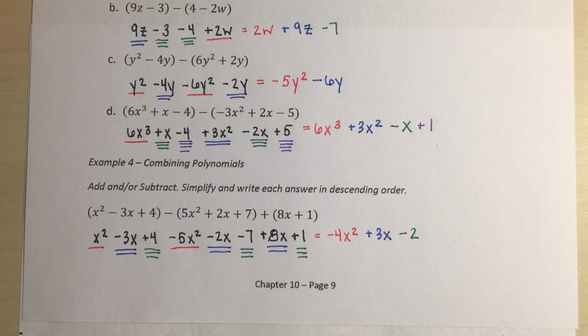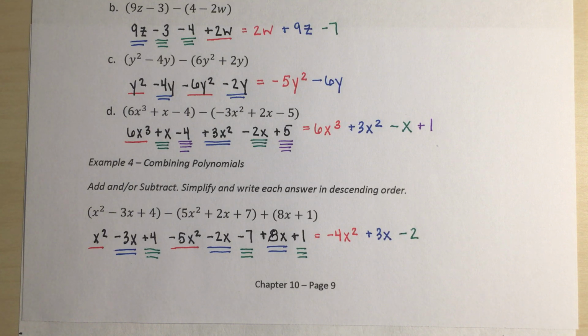So if we see a more complicated looking problem that involves more than two polynomials, just pay attention to the signs out front for each. If we see a negative sign, make sure it gets distributed. If we have a positive sign out front of a polynomial or no sign, as we did with the first one, we're not going to do any changing.